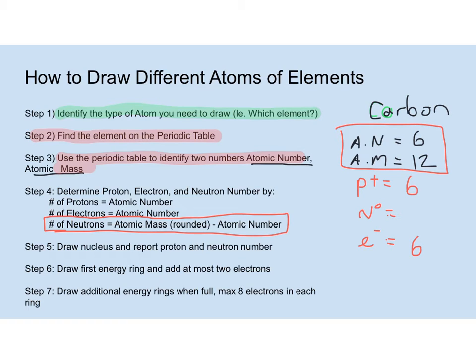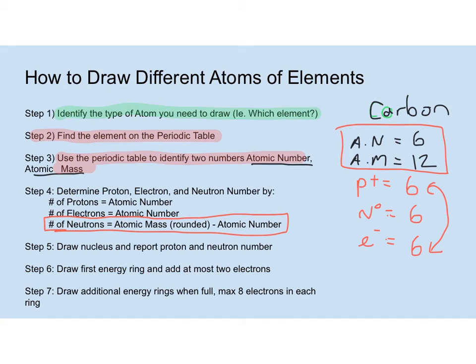I need to take my atomic mass minus my atomic number. So I take 12, which is my atomic mass, minus my atomic number 6, and it happens to be 6 as well. Now, it's not always the case that all three are the same. These two will always be the same, but neutron number won't always, so you always have to do that calculation.